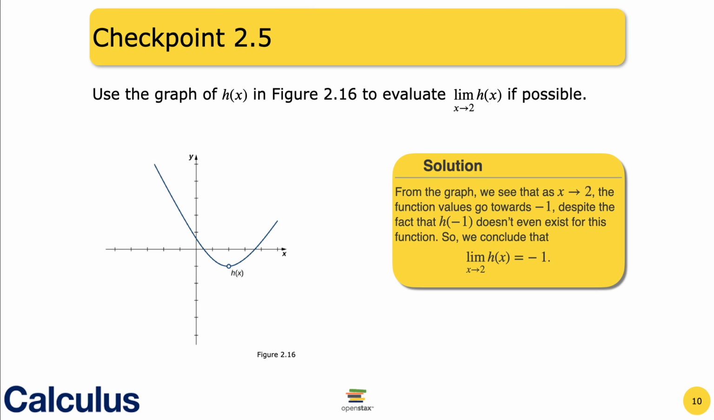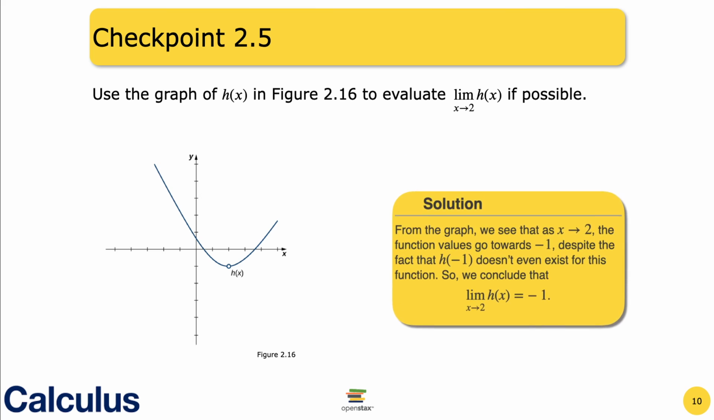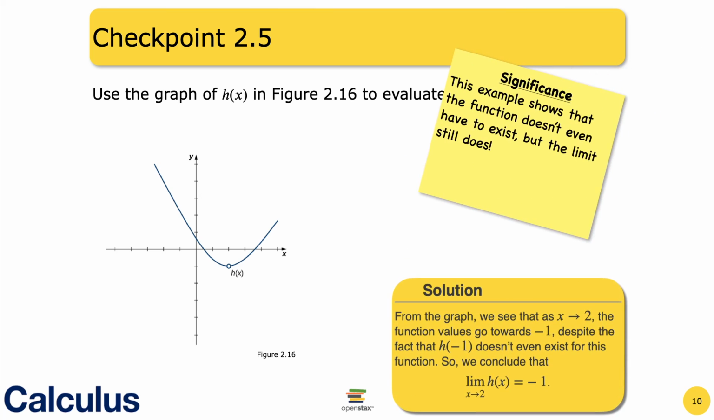This time, the function isn't even defined at x equals 2. So this is also significant. This example shows that the function doesn't even have to exist, but the limit still can. Because again, it's just what does the function get close to?